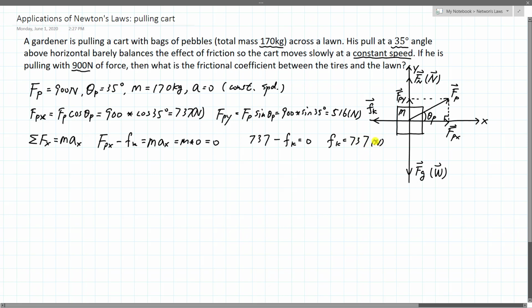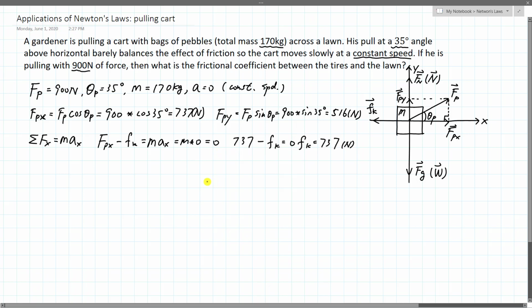But we were not asked this frictional force, we're asked the frictional coefficient. So let's move this a little further up here. I just want to move this out of the way of the free body diagram. So if I need the free body diagram, I can easily move it.